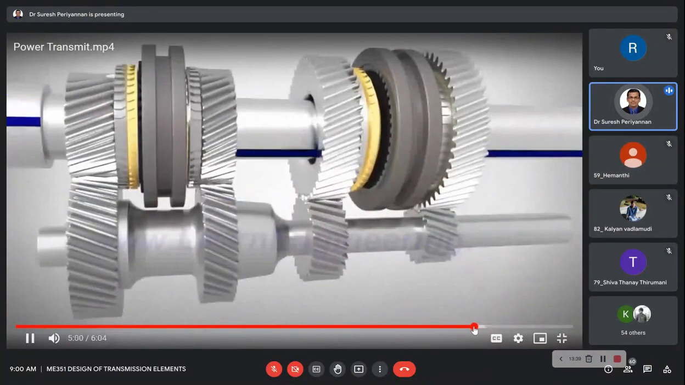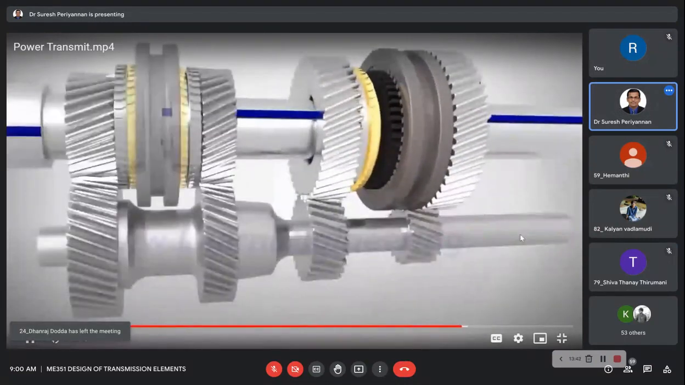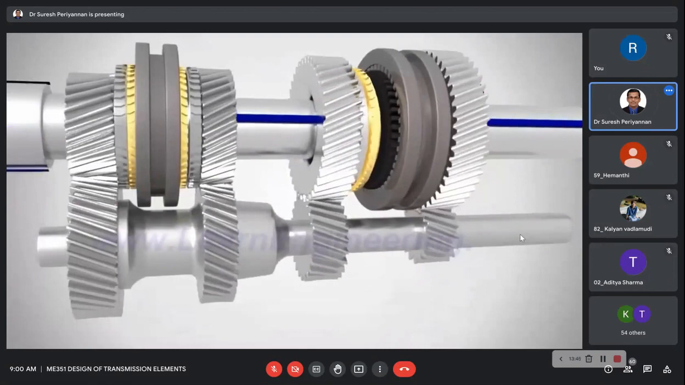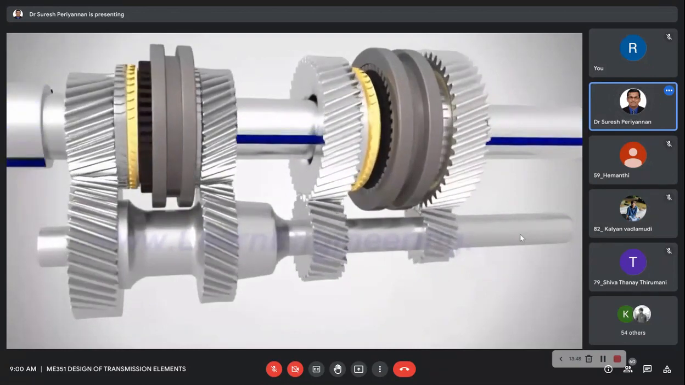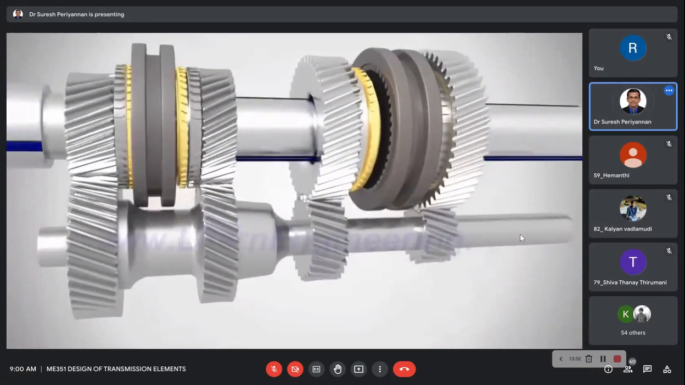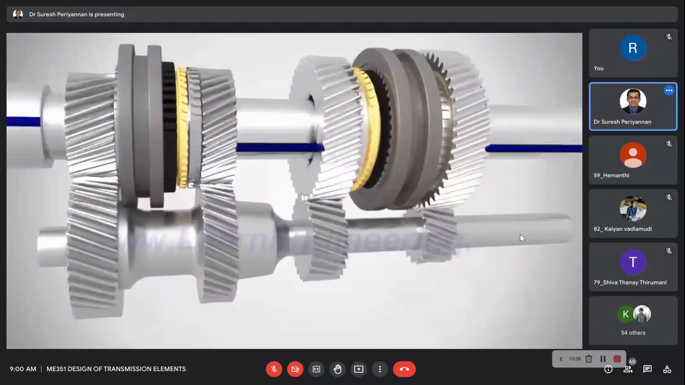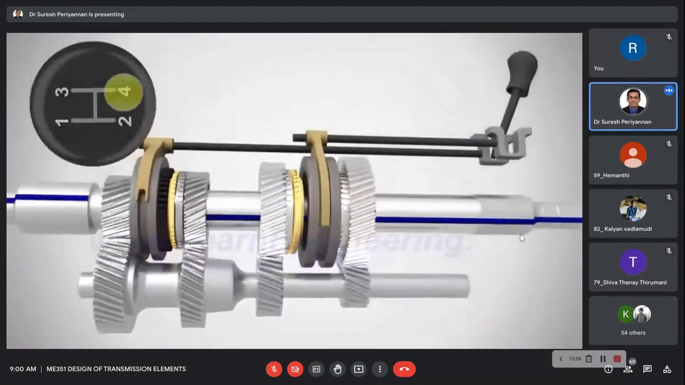Anyway, this is an interesting one. Third gear. And fourth gear. You can also see the gear lever changing mechanism.